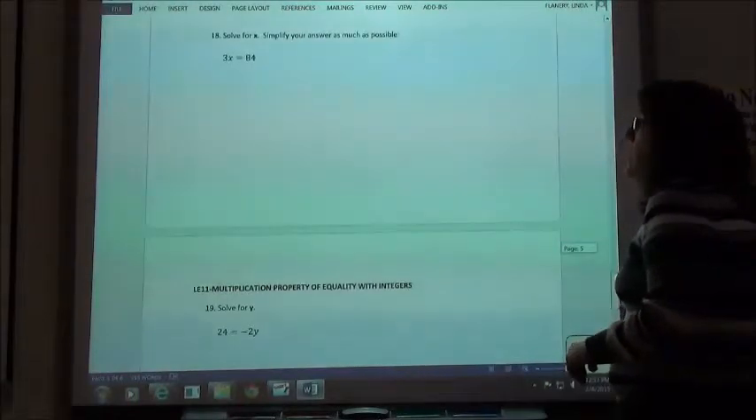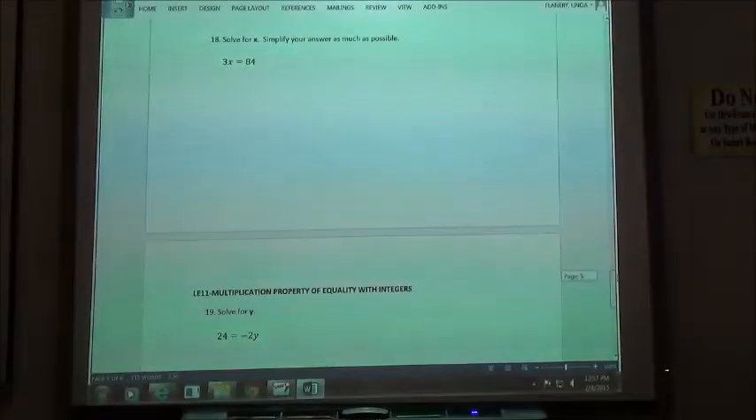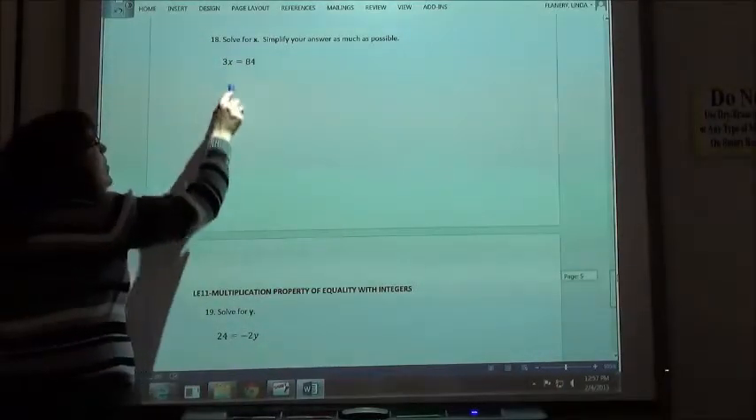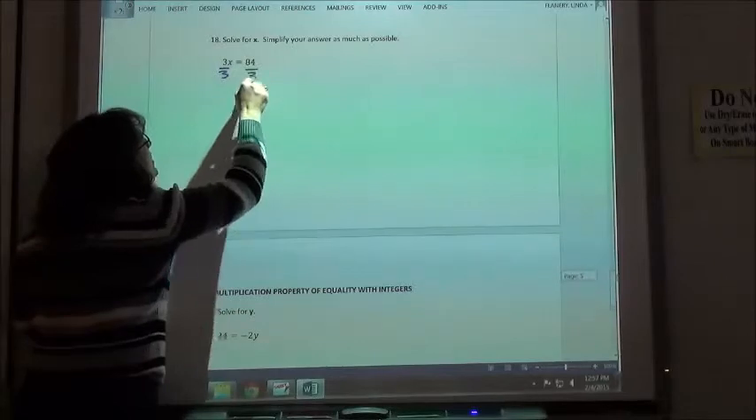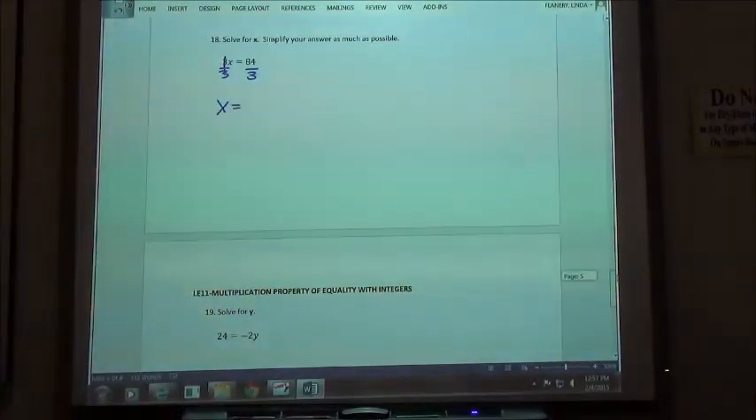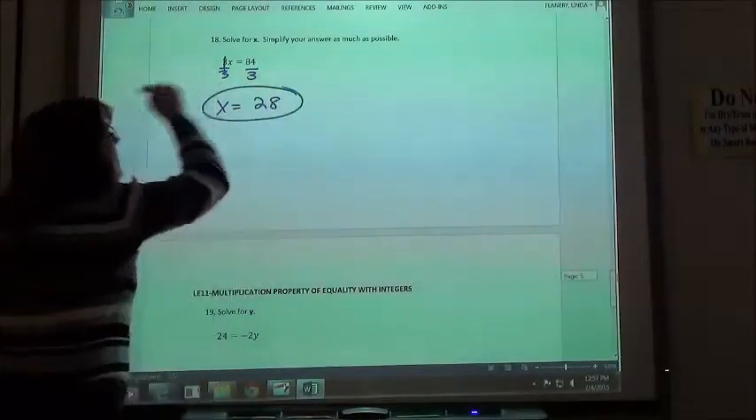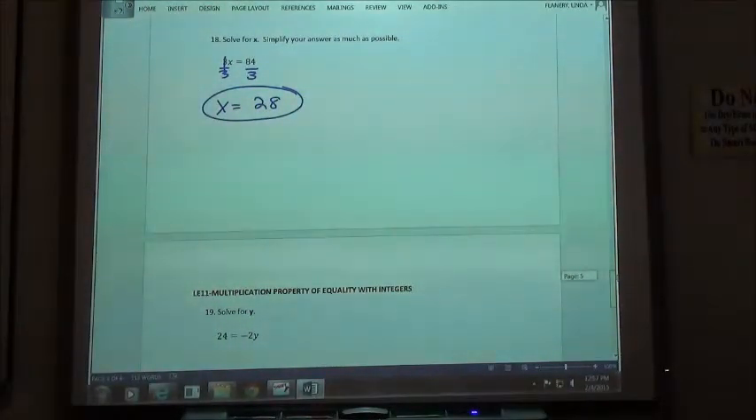So number 18, if we have 3x equals 84 and I want to solve that for x, I'm going to divide by that 3. This is showing multiplying. I do the opposite, which is dividing. So 84 divided by 3 was what? 28. If I took 3 times 28, I should get 84.